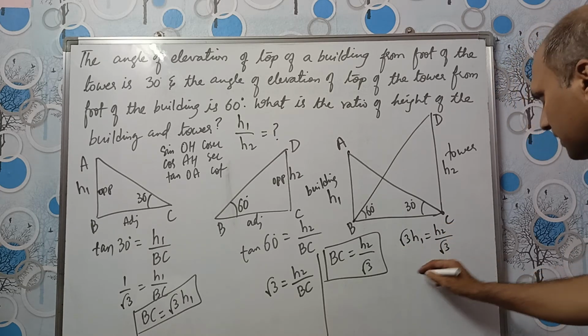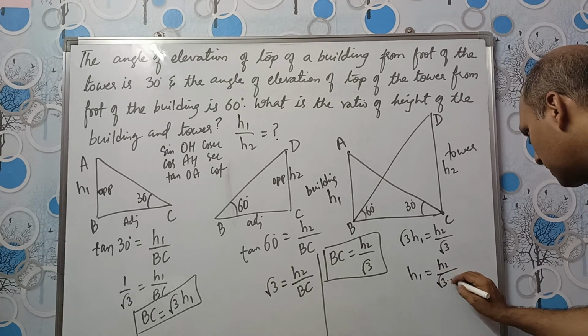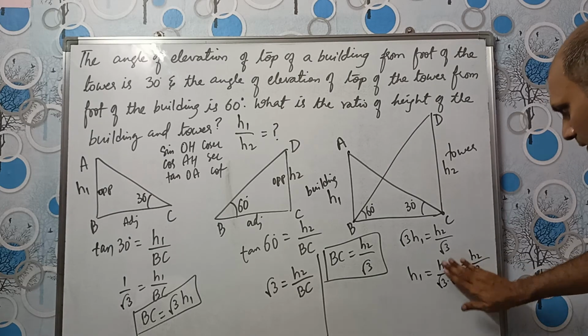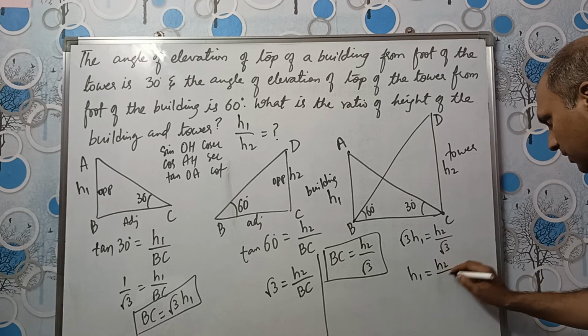So root 3 h1 is equal to h2 by root 3. This root 3 will come here. It is h2 divided by root 3 multiplied by root 3. So this will be h2 by 3. Okay. So what do we have now? We have h2 divided by 3.